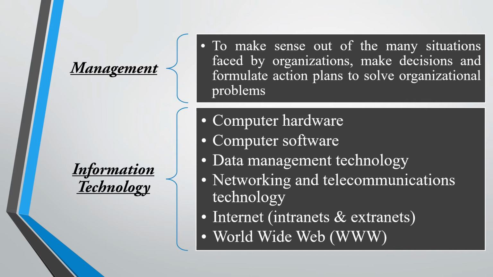Second last is the internet. The internet is a global network of networks that use universal standards to connect millions of networks in more than 230 countries around the world. The internet is divided into two: intranet and extranet. An intranet is an internal corporate network based on internet technology. An extranet is a private intranet extended to authorized users outside the organization. And lastly, the World Wide Web, which is www, is a service provided by the internet that uses universally accepted standards for storing, retrieving, formatting, and displaying information in page format on the internet.